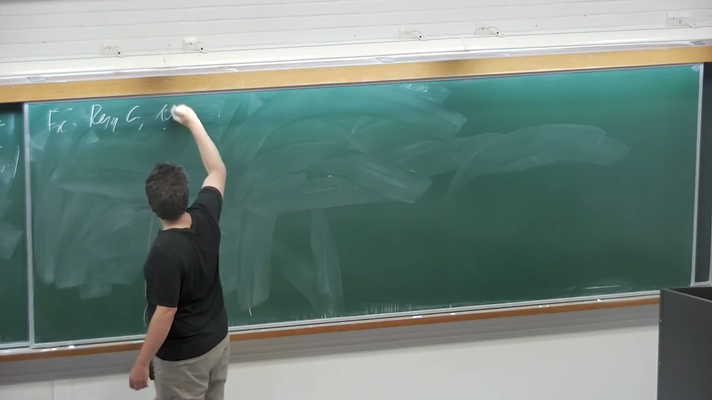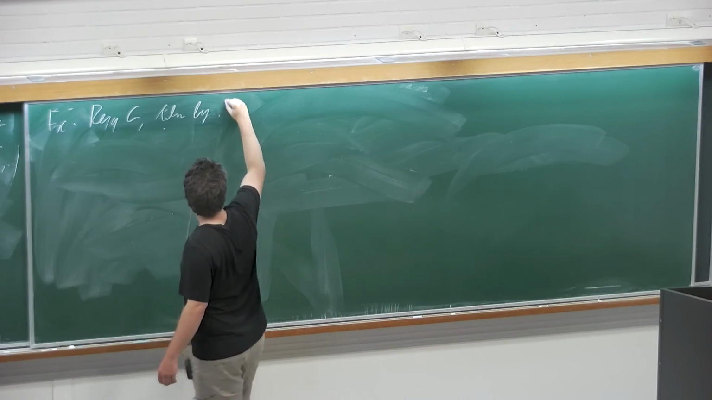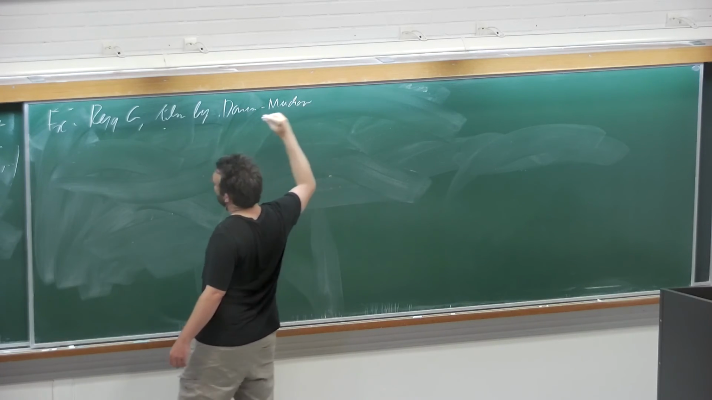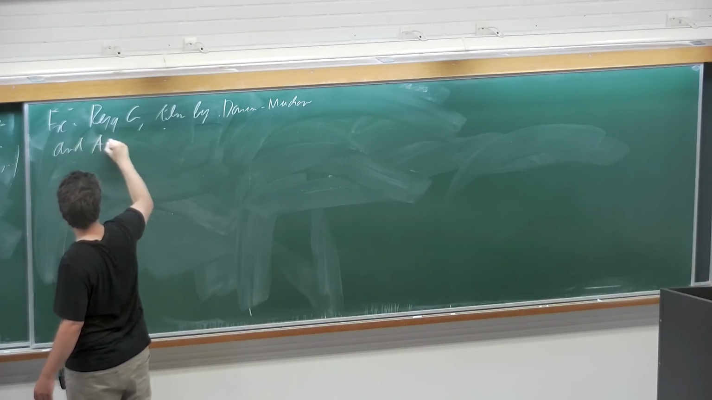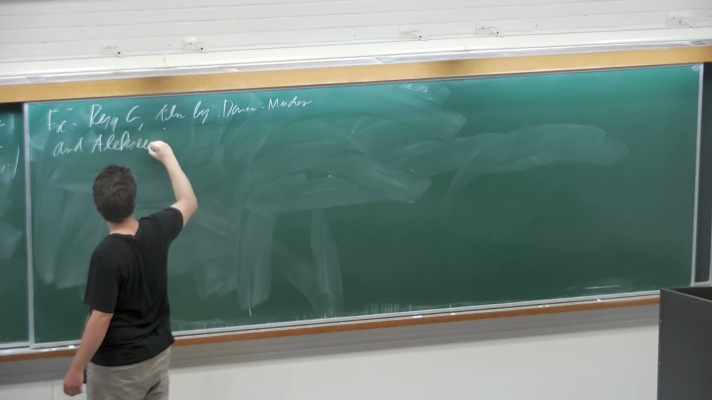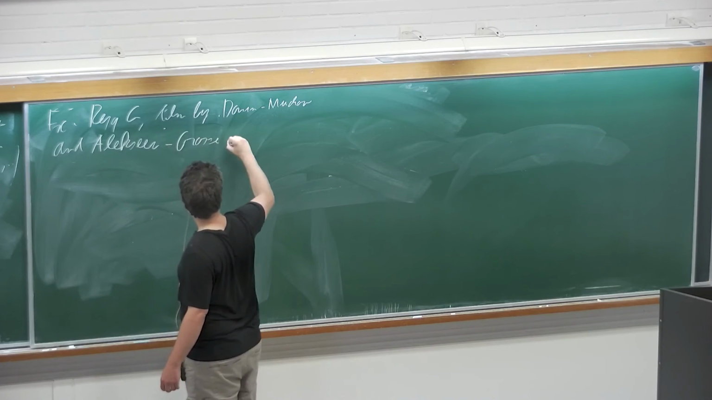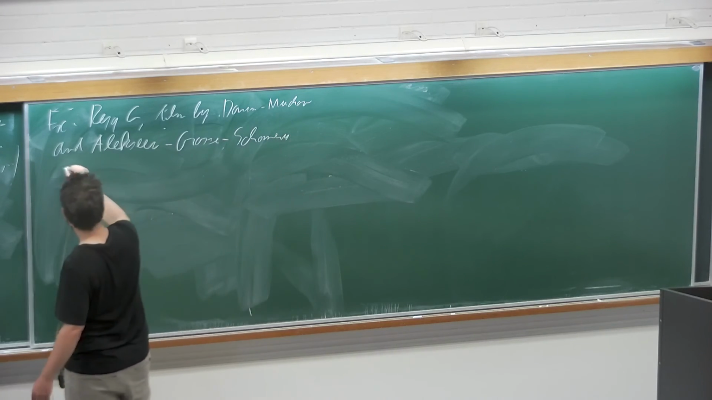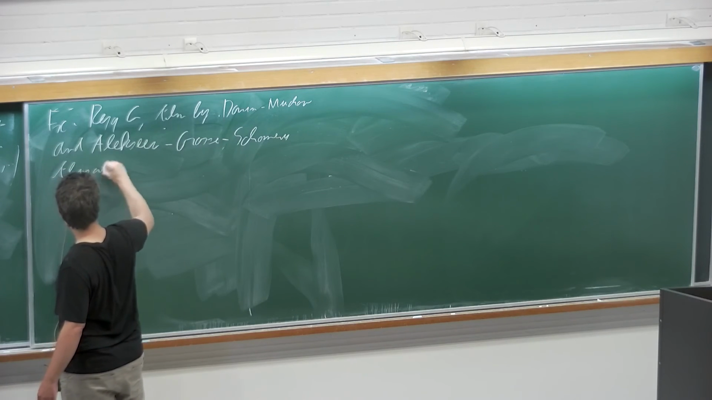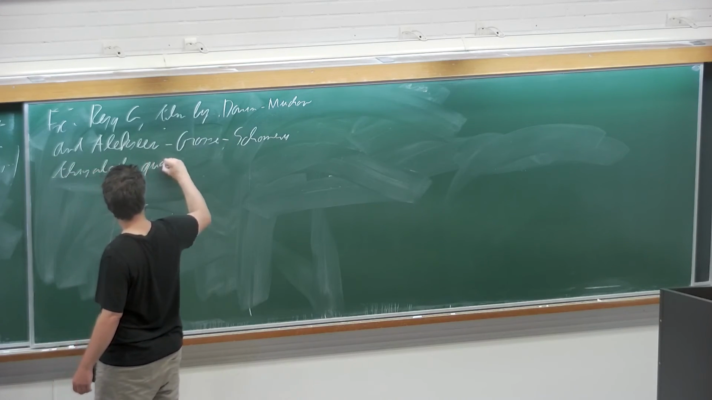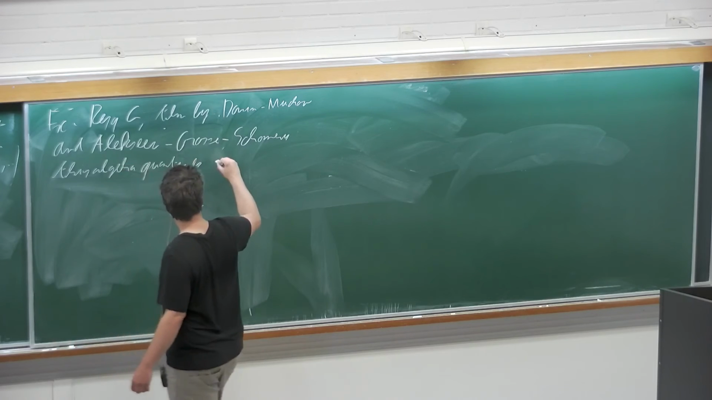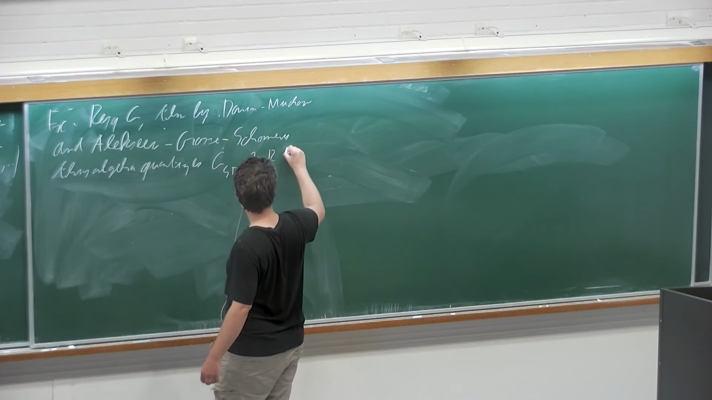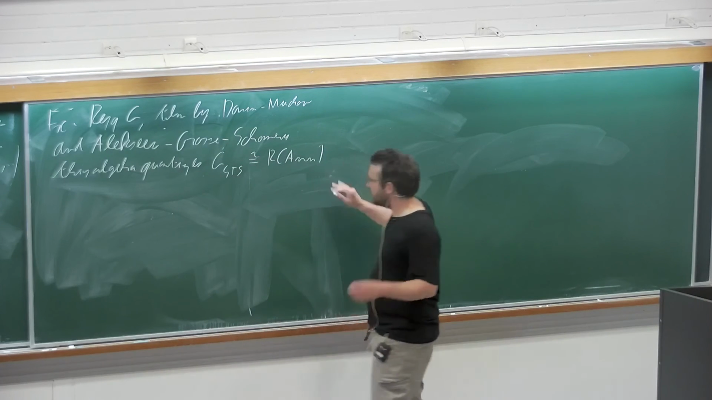For example, for rep QG, there is a theorem, a slightly different version again, by Donin and Mudrov, and I should quote them at least once because they're really connected to all of that, and by Alekseev, Grosse, Schomerus, that this algebra quantizes, in a precise sense, the Semenov-Tian-Shansky structure on G, which is the same as the structure on the representation variety of the annulus.